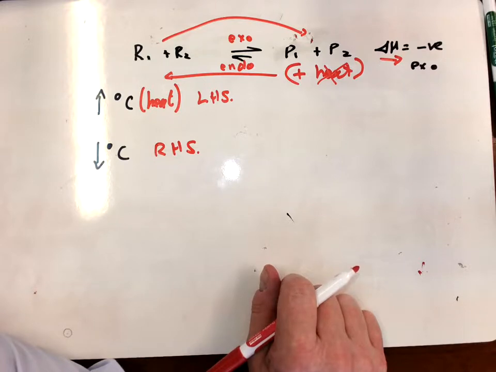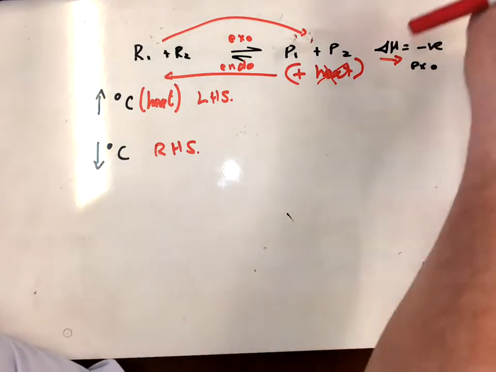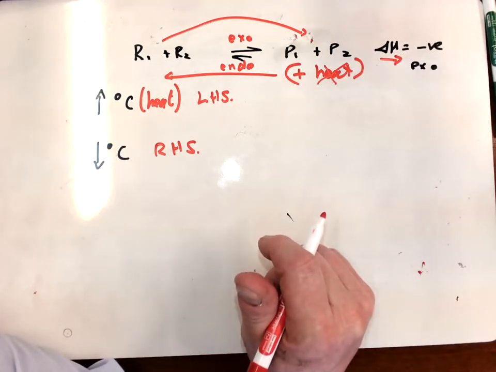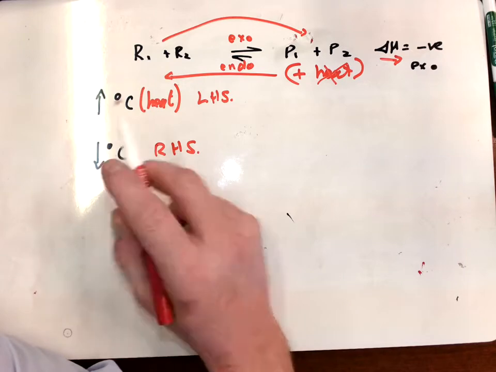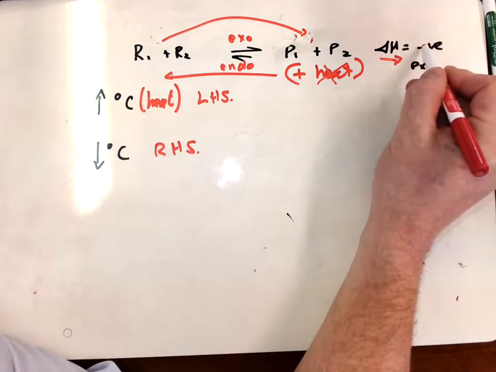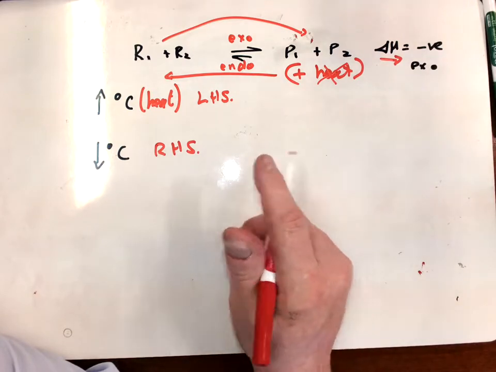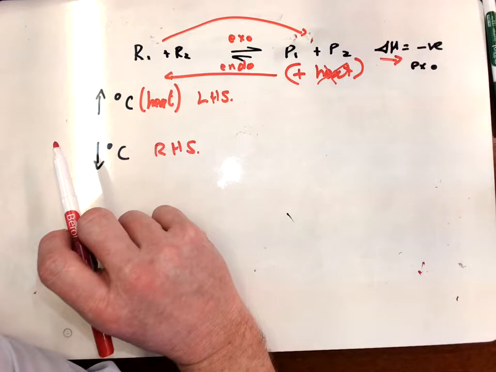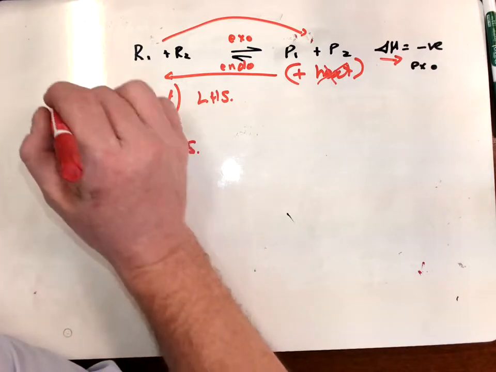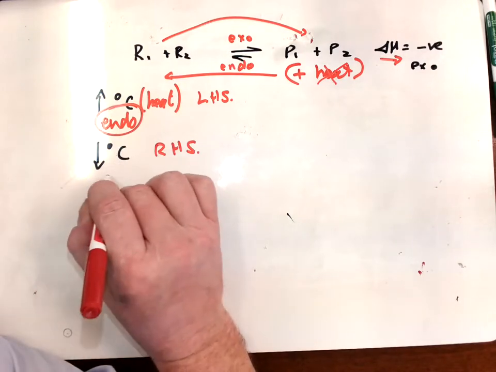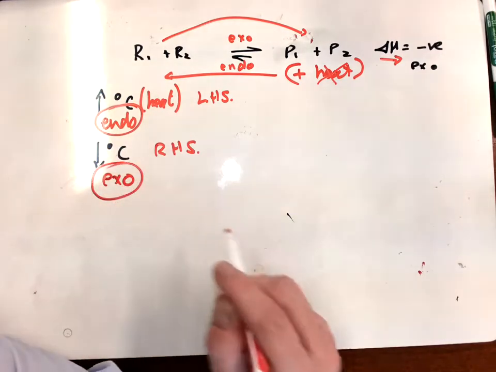Again, Le Chatelier's principle: it will try and oppose the change which you have made. So that's how you work out how equilibrium changes with an increase or decrease in temperature. The first thing you need to know is whether the delta H is positive, endothermic, or negative, exothermic. Then an increase in temperature drives it in the endothermic direction, and a decrease in temperature drives it in the exothermic direction.